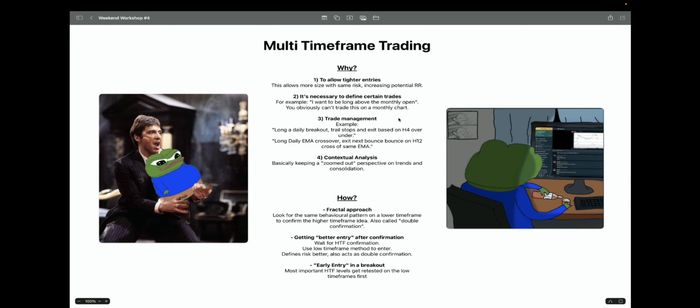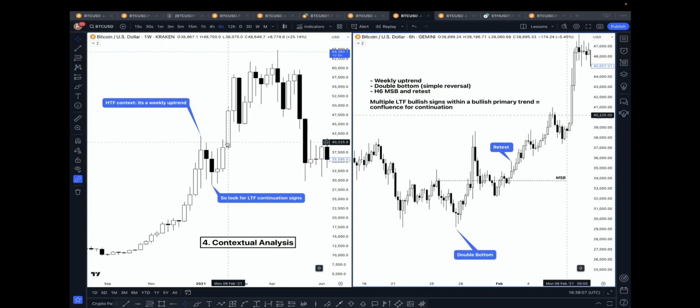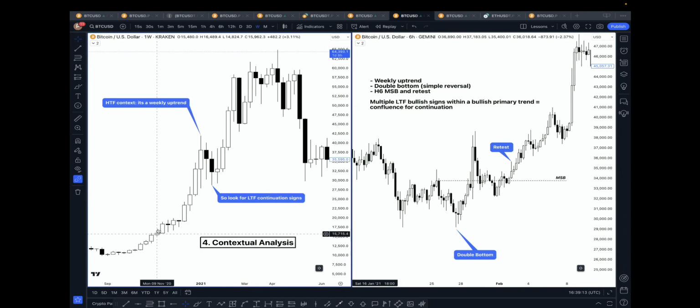Next, contextual analysis. This is simple. This is what everyone should do, but it can be difficult. It's about keeping a zoomed out perspective on trends and consolidation. So, what does that mean? Like this. High time frame context here. You're in a weekly uptrend. Okay, so the market's moving up, strong move, high impulse, weekly uptrend.